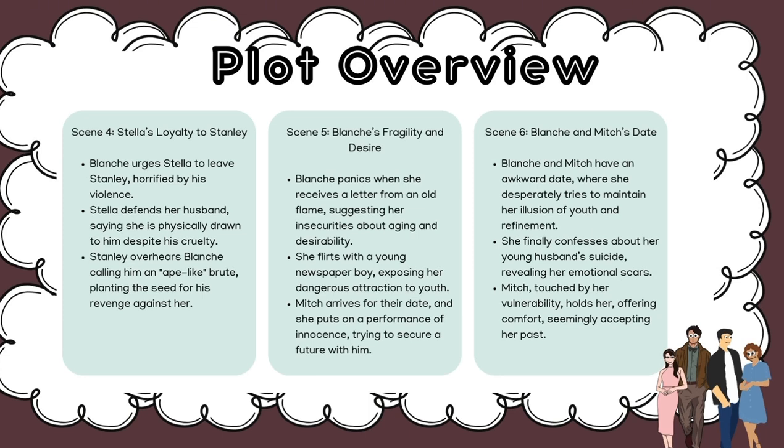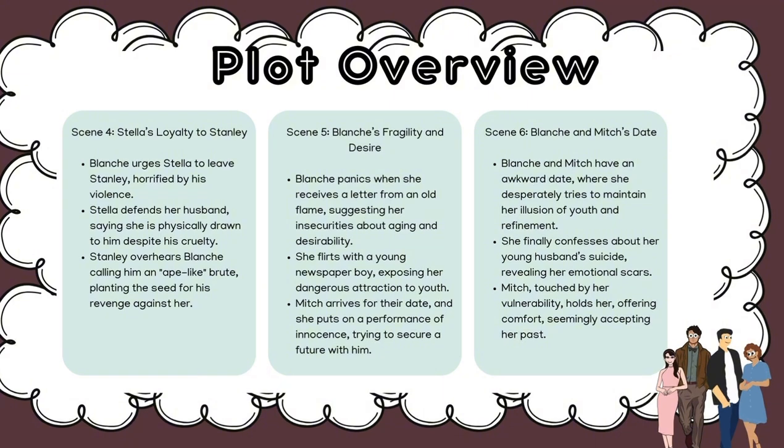Scene 5, Blanche's fragility and desire. Blanche panics when she receives a letter from an old flame suggesting her insecurities about aging and desirability. She flirts with a young newspaper boy, exposing her dangerous attraction to youth. Mitch arrives for their date and she puts on a performance of innocence, trying to secure a future with him.